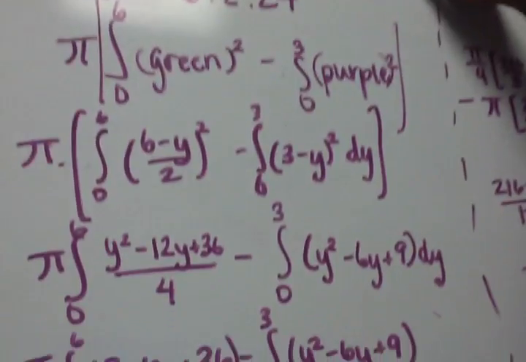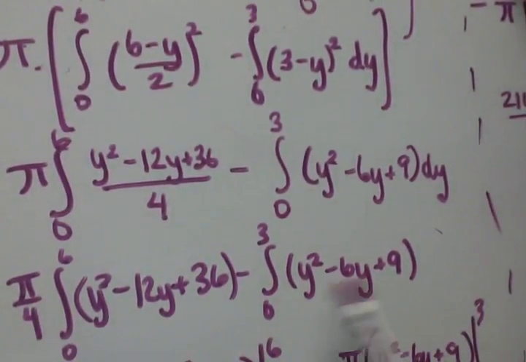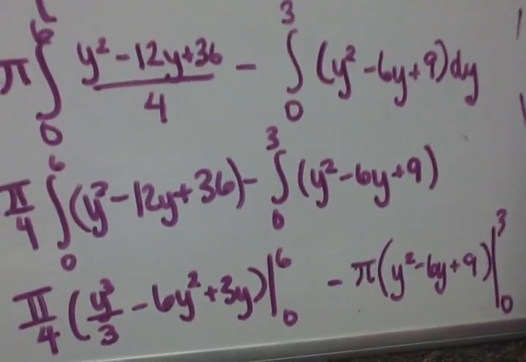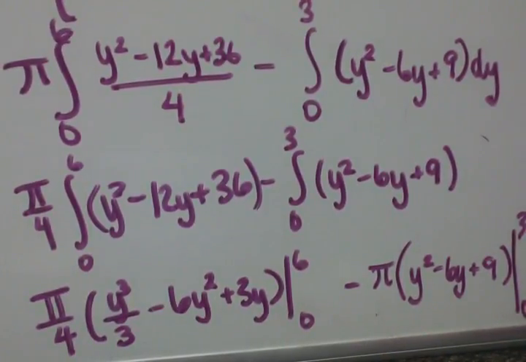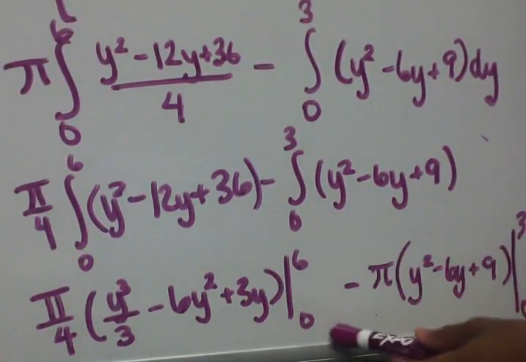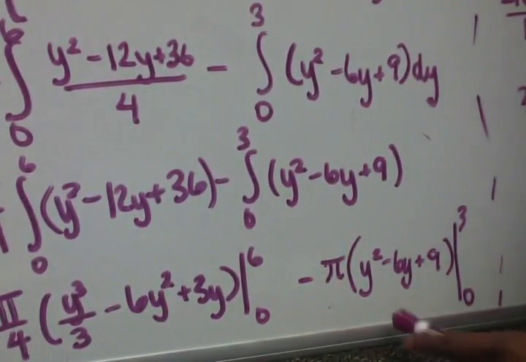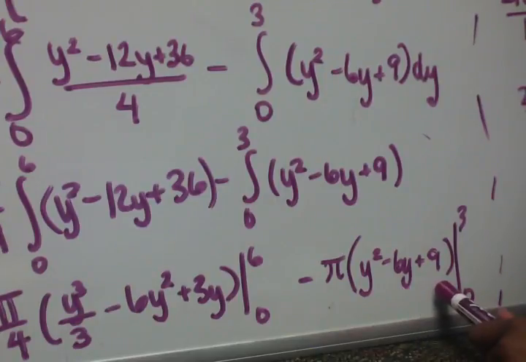Oh, you can't see that. I got pi over 4 on the outside, over here. And so then after I rewrote this whole thing again, I took the integral. And so I ended up with pi over 4, and then I multiplied that by y cubed over 3 minus 6y squared plus 3y, and you're going to integrate it at 6 and 0. And I subtracted from that pi times y squared minus 6y plus 9. You're taking the integral of that at 3 and 0.